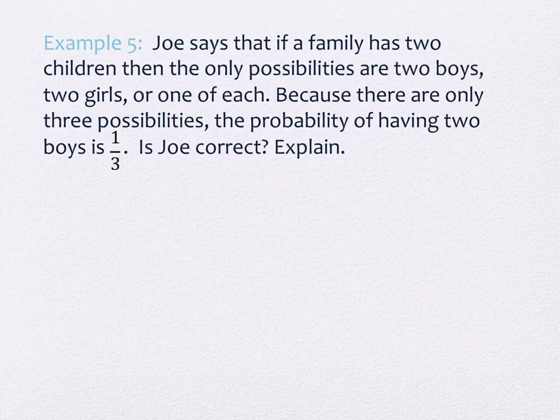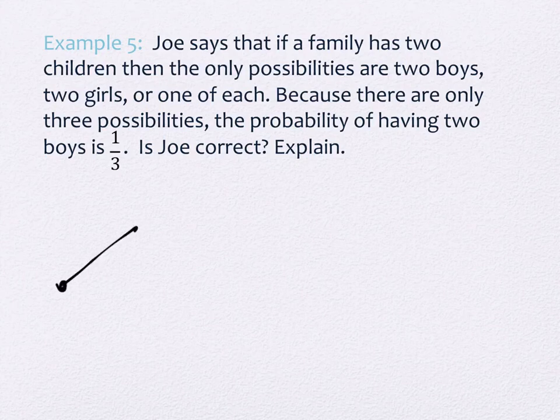All right. This is an interesting description because I do think that there is misconception with this idea. Joe says if a family has 2 children, the only possibilities are 2 boys, 2 girls, or 1 of each. Because there are 3 possibilities, the probability of having 2 boys is 1/3. Is Joe correct? Explain. So we're going to draw the tree diagram for having 2 children.